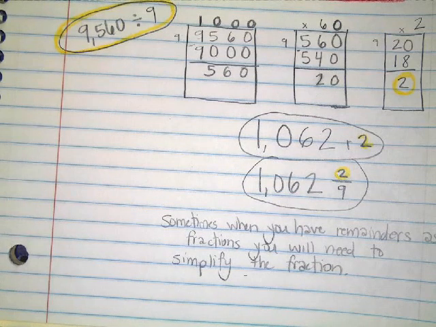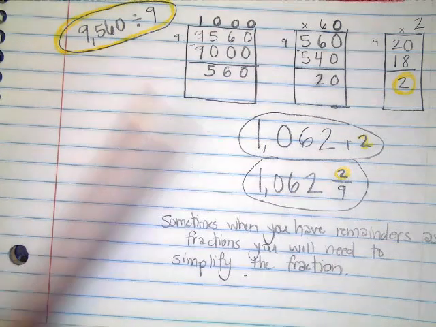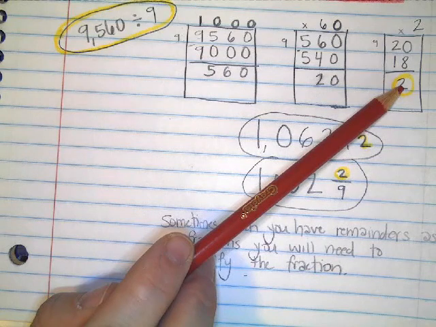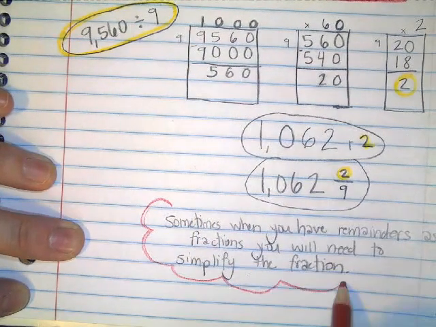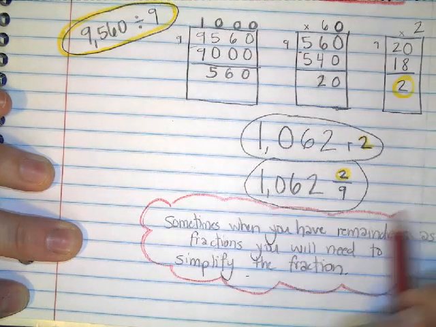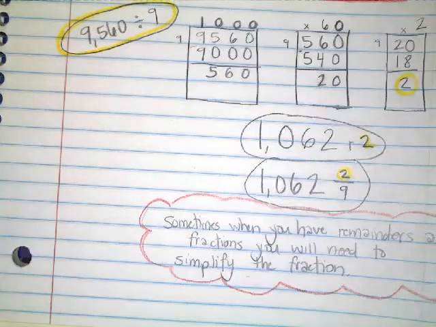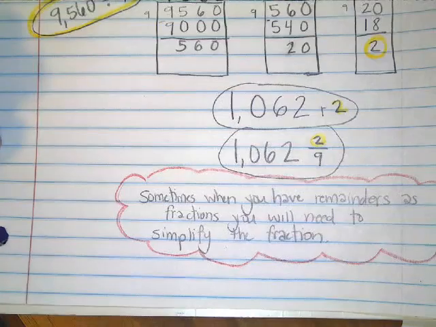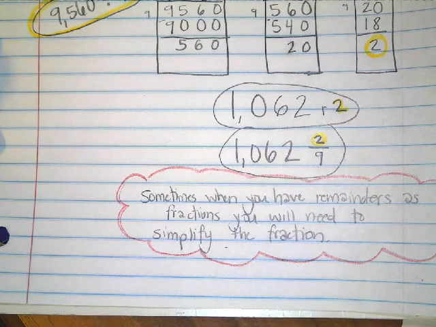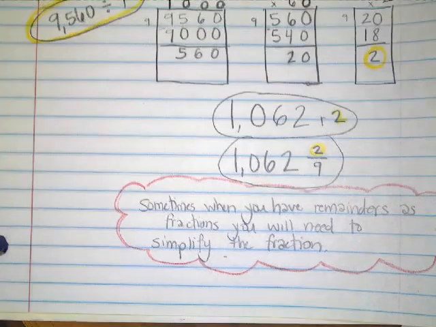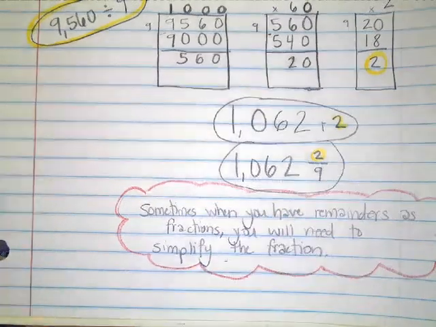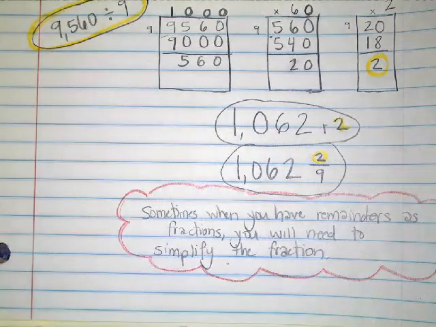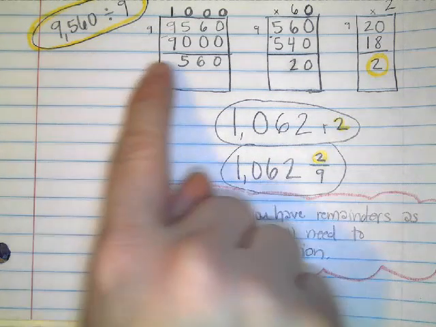It hasn't happened yet. We're going to put that in a red cloud. But sometimes when you have remainders as fractions, you will need to simplify the fraction. Here's an example of that. If this remainder would have been a 3 instead of a 2, I would have 3/9. And 3/9 is a fraction that I can simplify, meaning they both can be divided by the same factor. Okay? So this says, sometimes when you have remainders as fractions, that should be a comma right there, you will need to simplify the fraction.